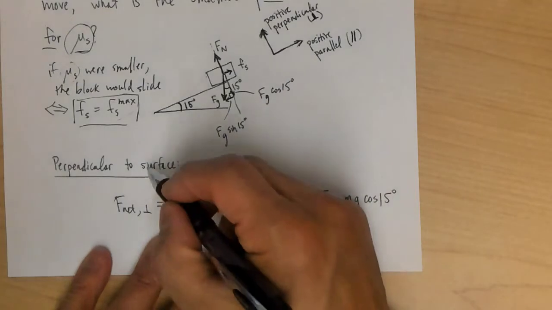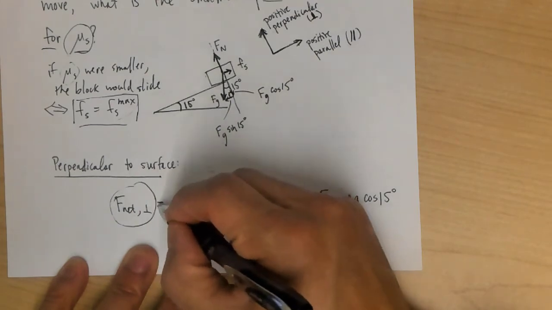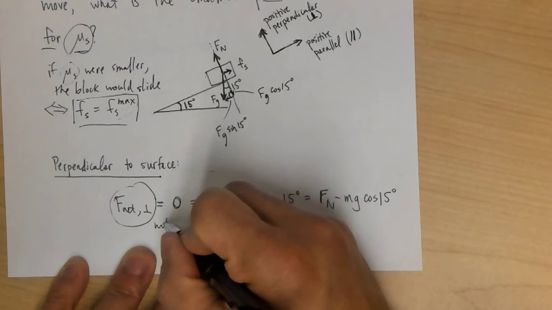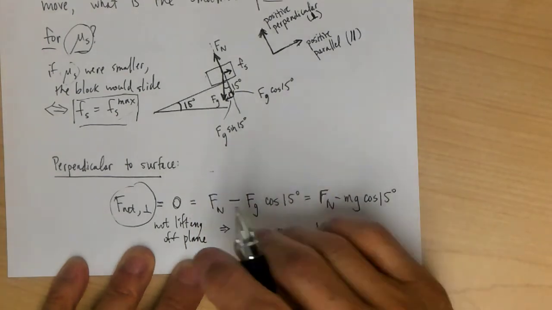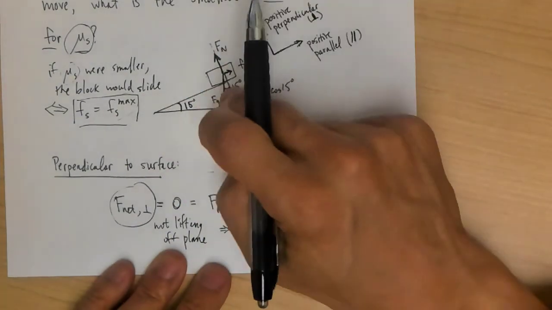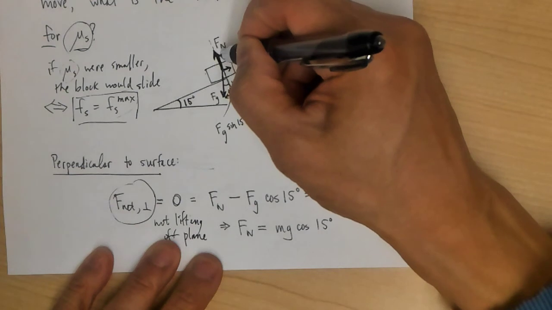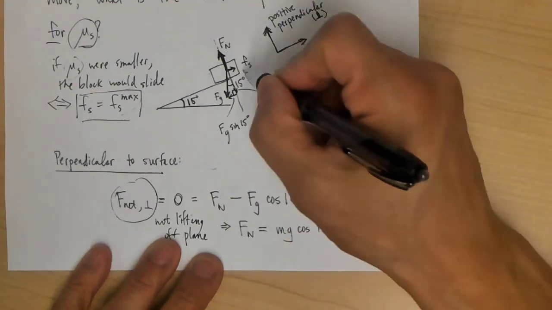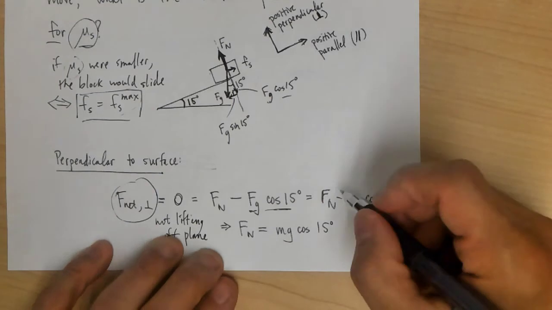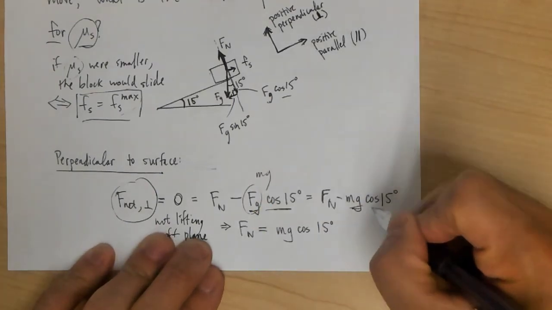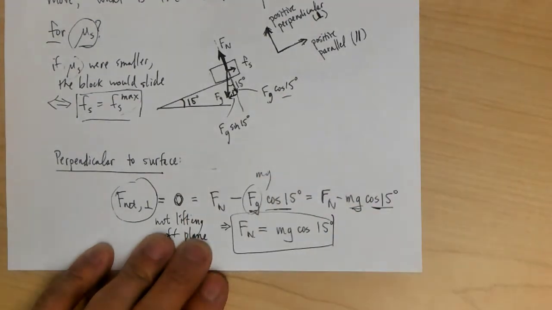So now let's analyze what's going on in the direction perpendicular to the surface. The net force in the perpendicular direction is 0 because the block is not lifting off the plane. This will pretty much always be true. We will not consider problems where the block is jumping off the plane. So we have Fn in the positive perpendicular direction, and then we have this little piece going in the negative perpendicular direction, Fg times the cosine of 15. Since Fg is equal to mg, I have mg cosine 15. We said this is equal to 0, so Fn must be equal to mg cosine 15.